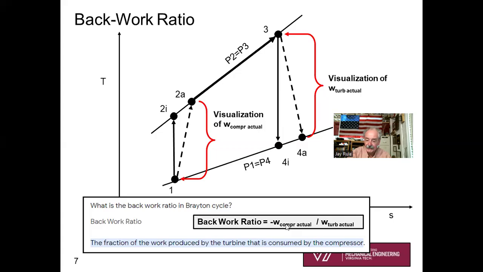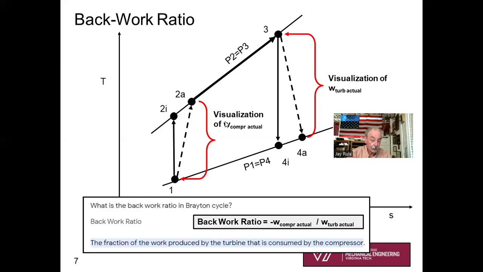W compressor actual divided by W turbine actual. Now, we've got an ideal gas here. This air is an ideal gas. Do you remember that enthalpy is a function of temperature only? I hope you do. And so, do you see that if you can visualize the vertical distance from 1 to 2A, it's a visualization of work? Enthalpy is proportional to temperature.